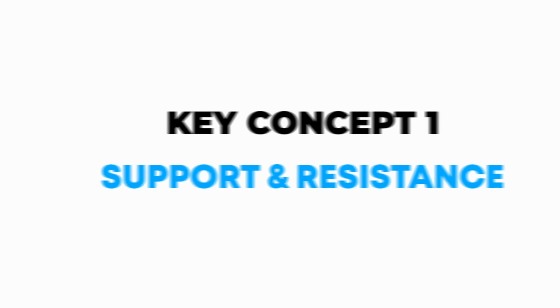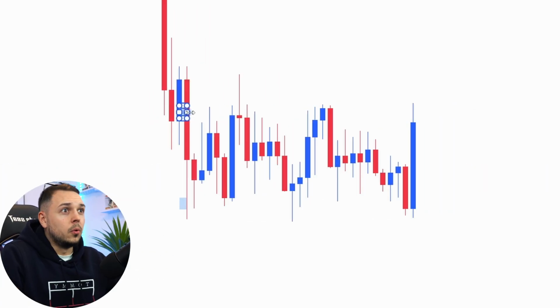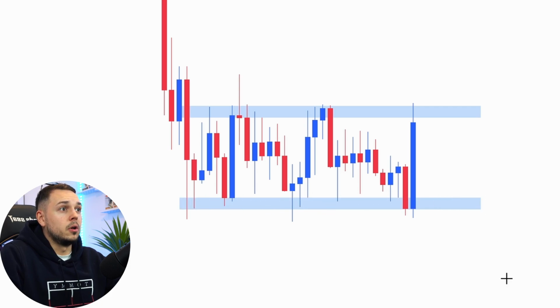Key concept number 1, support and resistance. So support and resistance levels form because of collective actions of investors and traders. So we have a resistance zone over here and a support zone here. Now it's basically supply and demand. People buy over here because they believe the price is cheap.